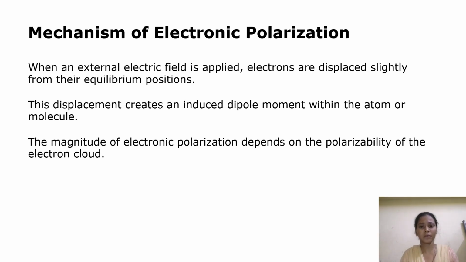Mechanism of electronic polarization. When an external electric field is applied, electrons are displaced slightly from their equilibrium positions. This displacement creates an induced dipole moment within the atom or molecule. The magnitude of electronic polarization depends on the polarizability of the electron cloud.